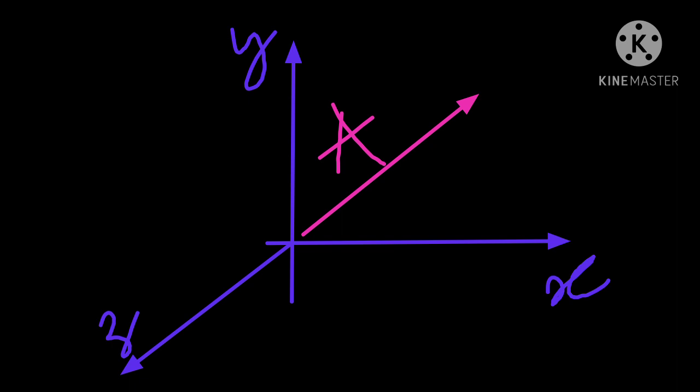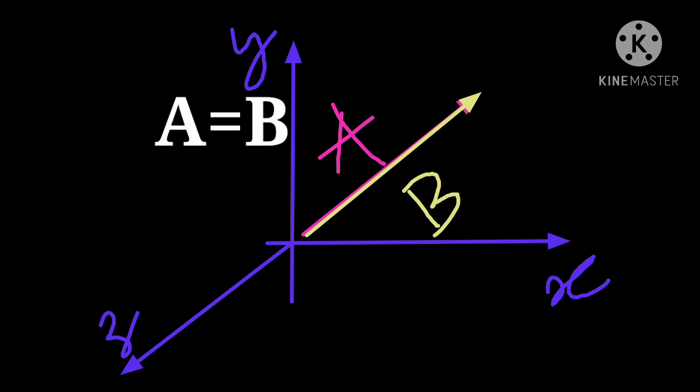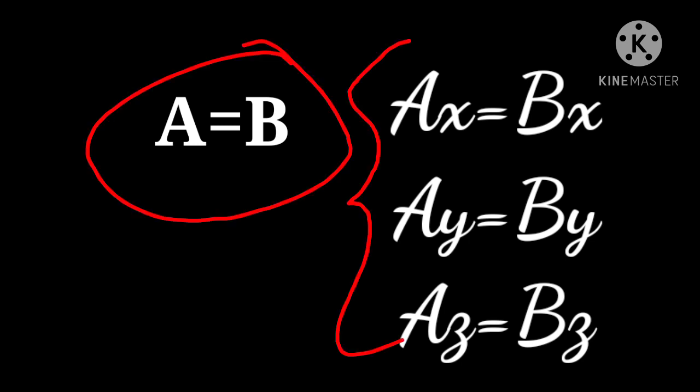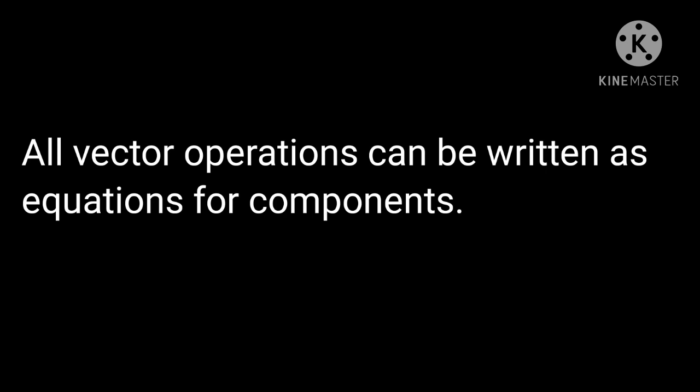So we say, if A is equal to B, then ax is equal to bx, ay is equal to by, and az is equal to bz. The components will also be equal. The single equation A is equal to B symbolically represents three scalar equations, that is ax is equal to bx, ay is equal to by, and az is equal to bz. All vector operations can be written as equations for components.